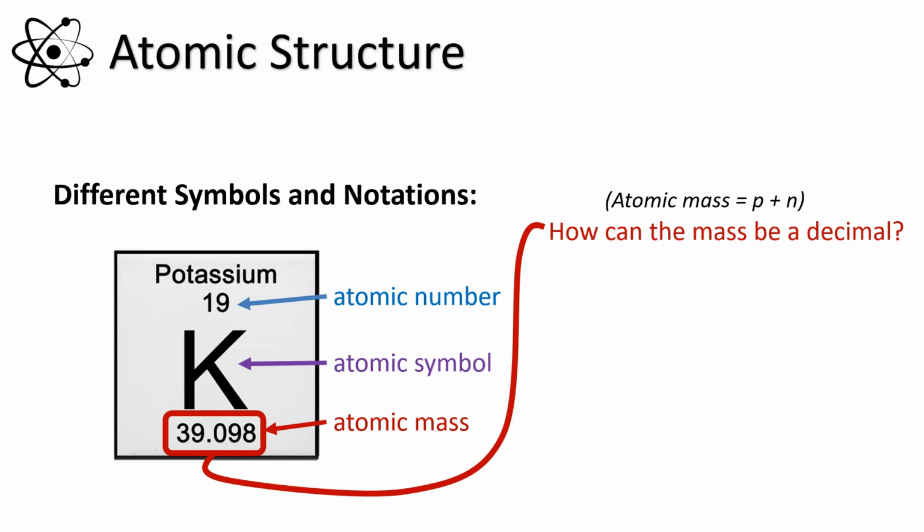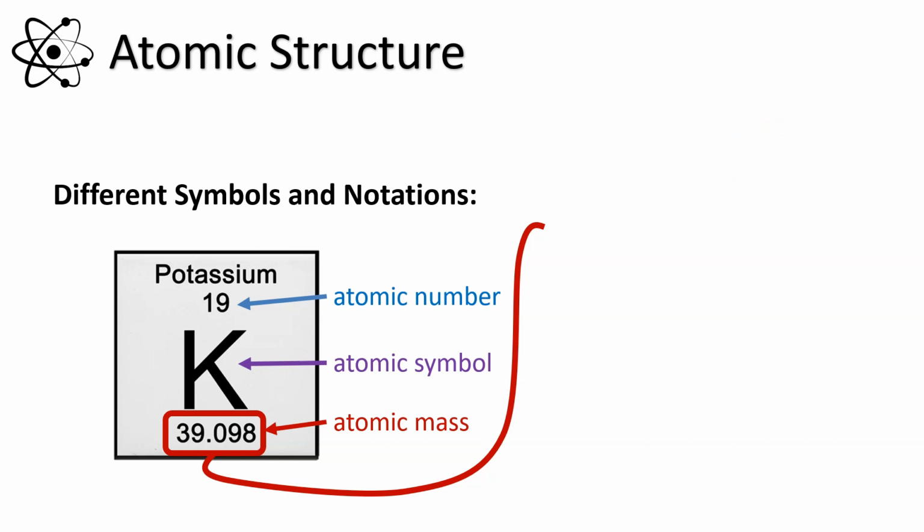The other weird thing about the periodic table is that the masses are given as decimals, 39.098, which is weird. If the mass is the protons plus the neutrons, these are whole numbers, right? There can be 19 protons, but there can't be 19.5 protons. That's not possible. So where do these decimals come from?